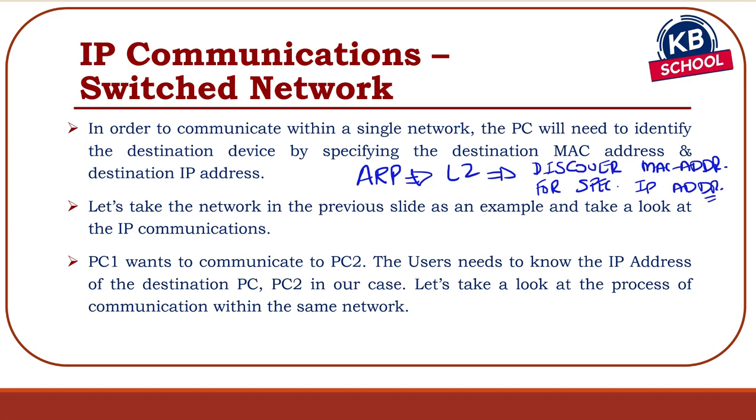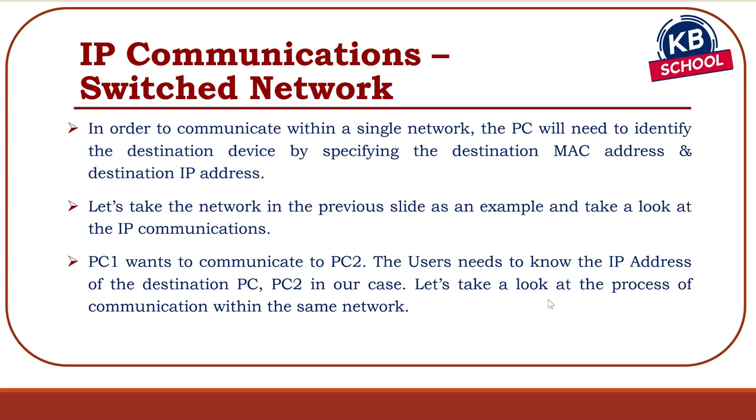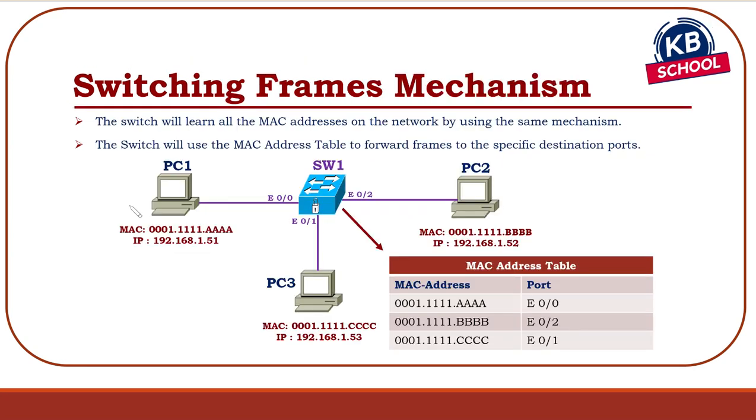All right, let's take the network in the previous slide as an example and take a look at the IP communication. So what I want to do is I want PC1 to talk to PC2. Let's see the process that takes place for this PC over here, which has a MAC address of 0001.1111.AAAA with an IP address of 192.168.1.51. It wants to communicate and send a packet to PC2, whose MAC address is 0001.1111.BBBB with a destination IP address of 192.168.1.52. What is the process? What are the steps? I'm going to take you through it one step at a time.